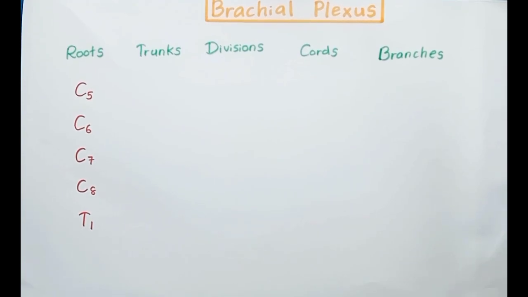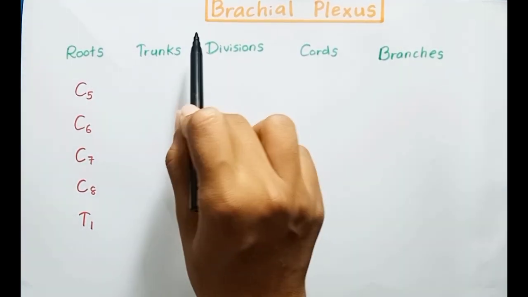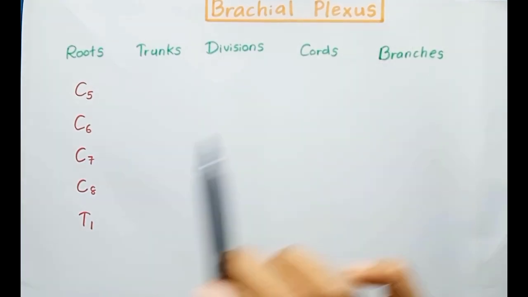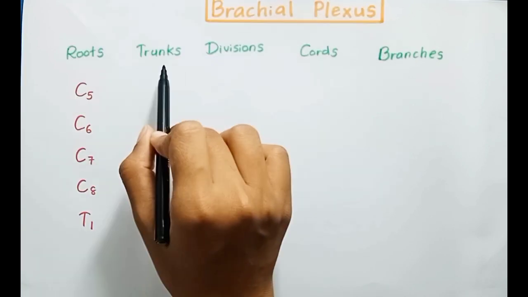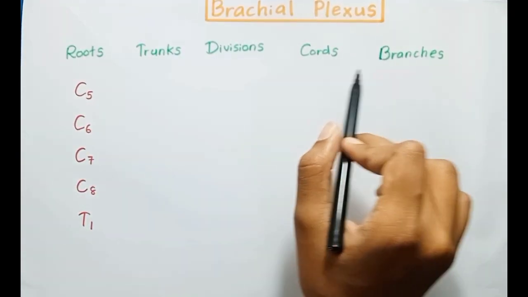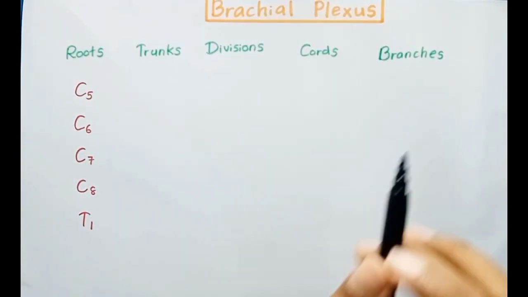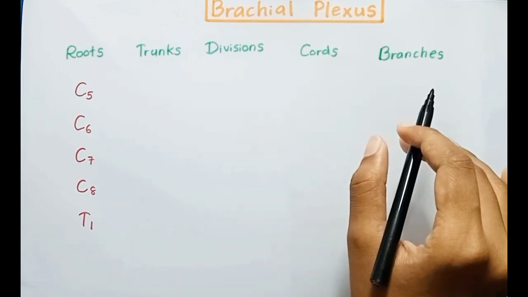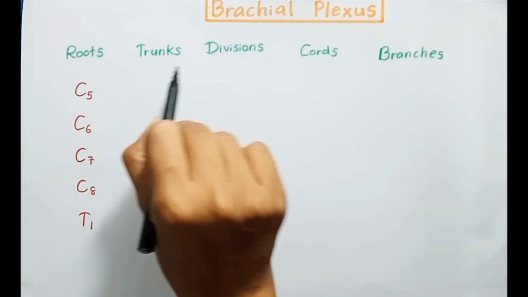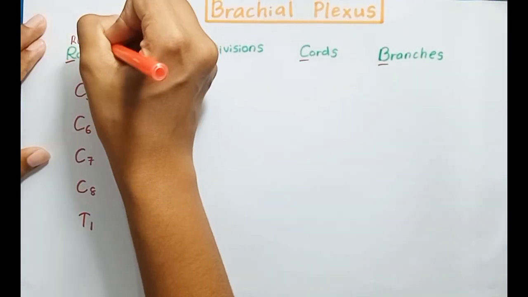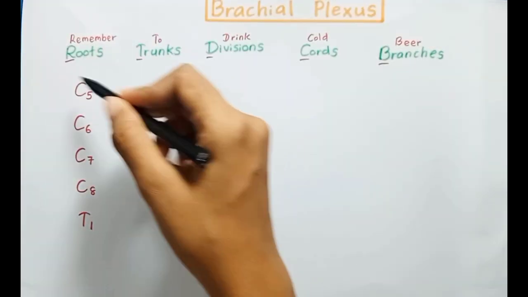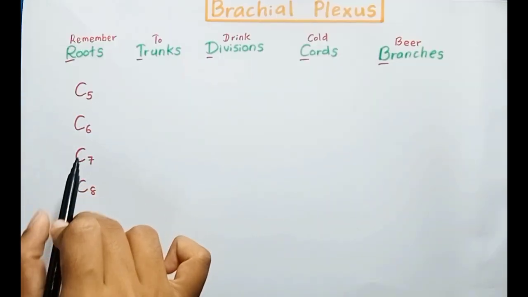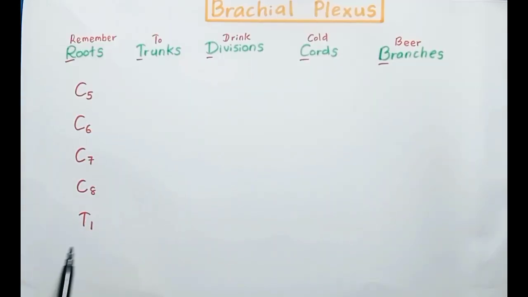In this video, we are going to talk about the brachial plexus. Here you can see the parts of the brachial plexus as roots, trunks, divisions, cords and branches. We can easily remember these 5 parts by this phrase: Remember To Drink Coffee Beer. So there are 5 roots present in the brachial plexus: C5, C6, C7, C8 and T1.